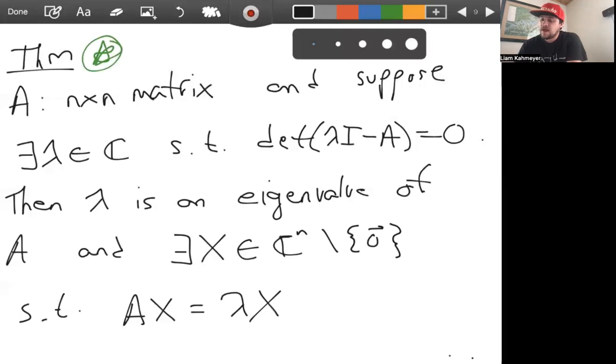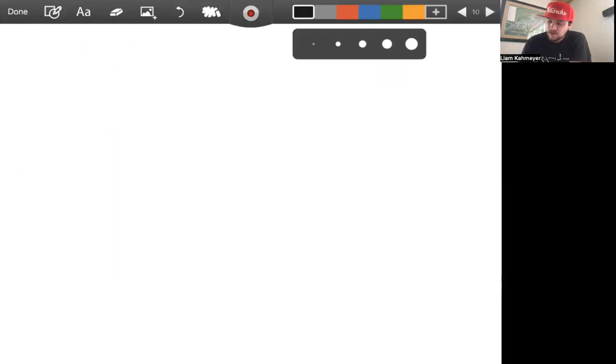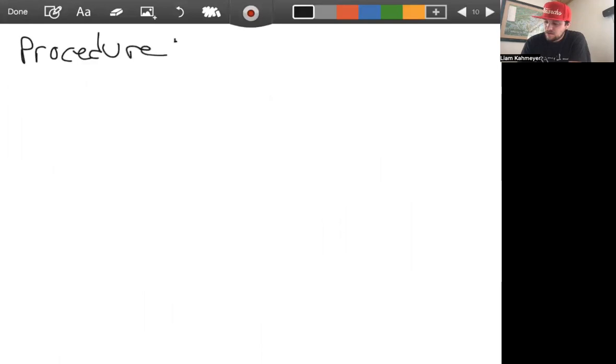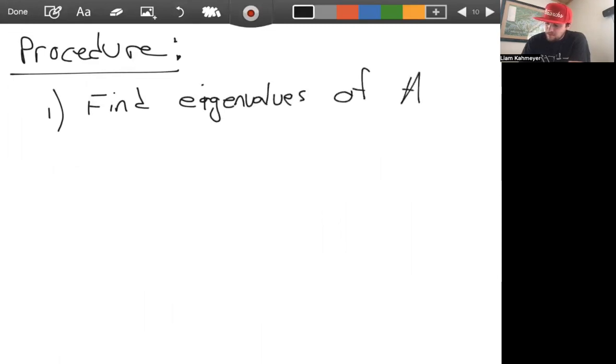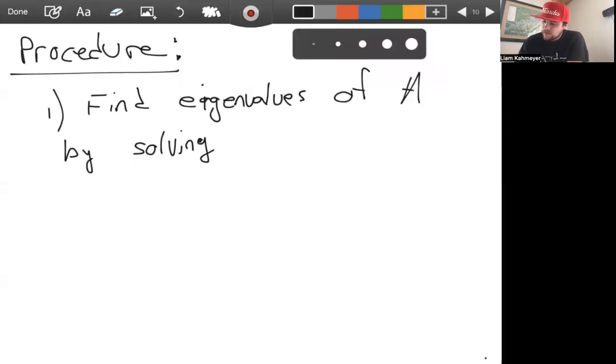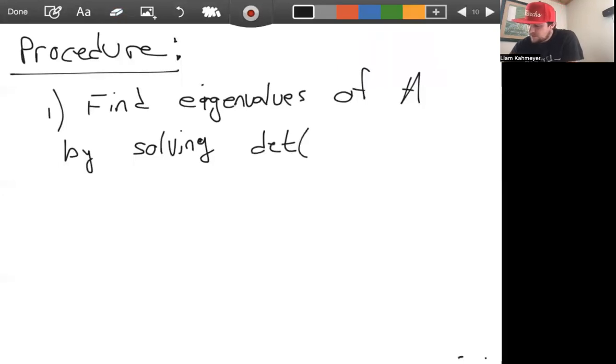So let's look at the procedure. And then in the next video, I think I'll split after the procedure to calculating eigenvalues and eigenvectors for explicit examples. Okay, so here's the procedure. First, we find eigenvalues of A by solving for all lambda solutions, and that's wordy, by solving the determinant of lambda I minus A equals 0, right?